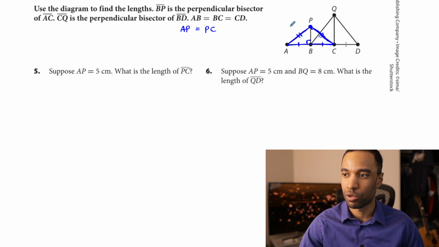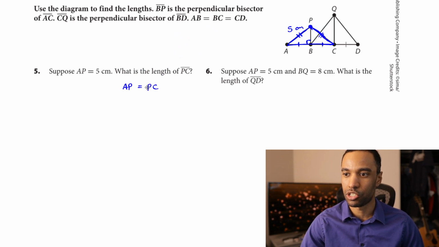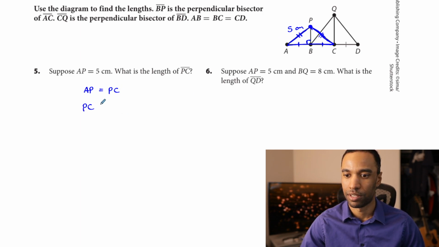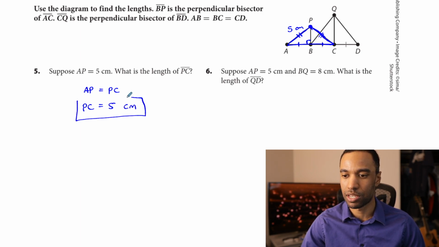Another statement that we can use for number 5. Suppose AP equals 5 centimeters. What is the length of segment PC? Because these two are equal in length, and because AP is length 5, PC is also 5. PC is 5 centimeters.